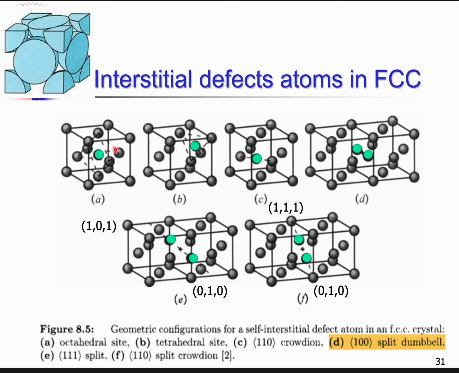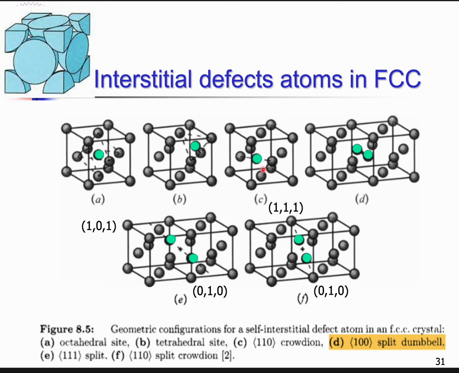You got the octahedral 1, 2, 3, 4, 5, 6, right? So these 6 atoms form the octahedron. At the center of the octahedron, we call this atom located at the octahedral site. And this is the one we call the tetrahedral. 1, 2, 3, 4. These 4 atoms form the tetrahedron. And at the center of a tetrahedron, we call it the tetrahedral interstitial site. Both of these are self-interstitial defects.